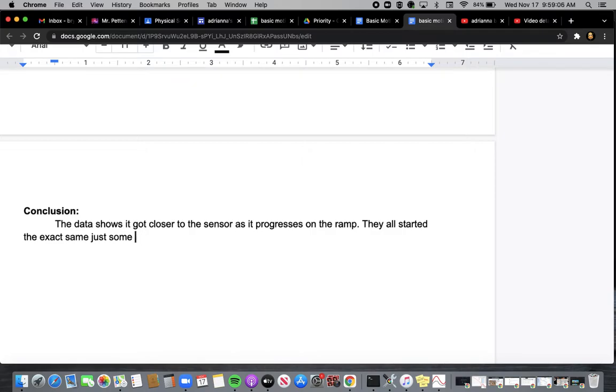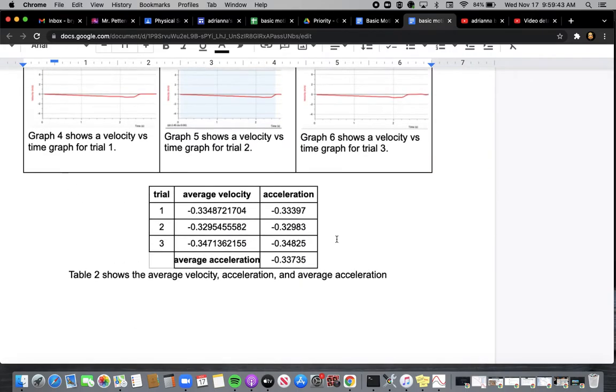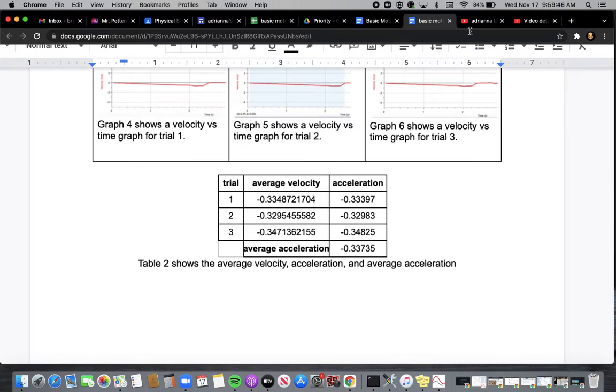Just some had more kinetic energy as they went down. Alrighty. So there's two sentences. We're supposed to go maybe 4 at most. Those are just explaining the first 3 graphs in the first table. Now we're on to the results.